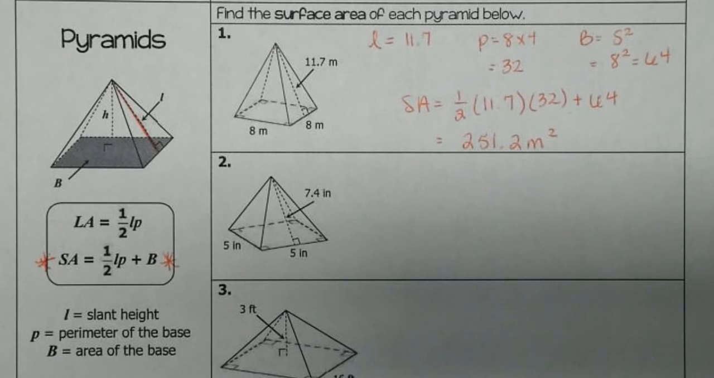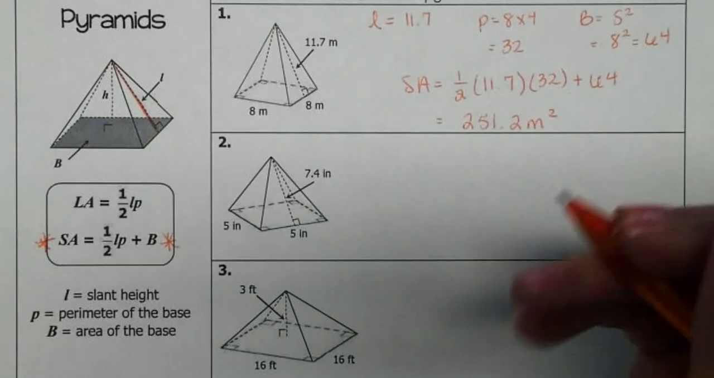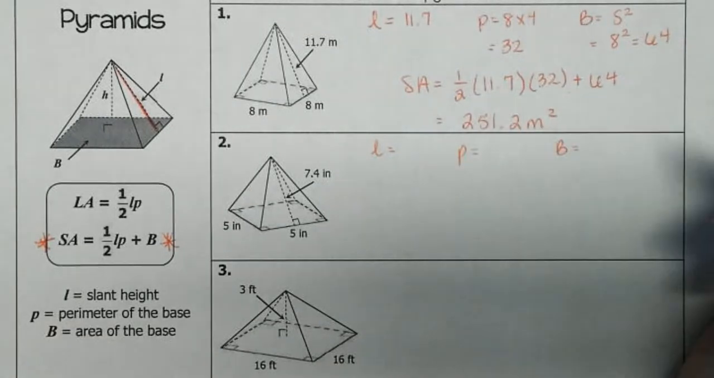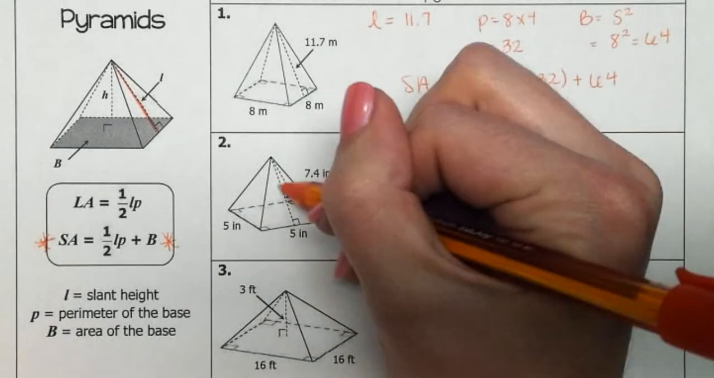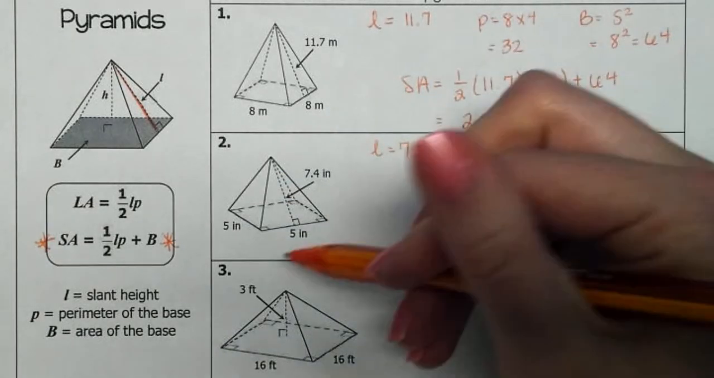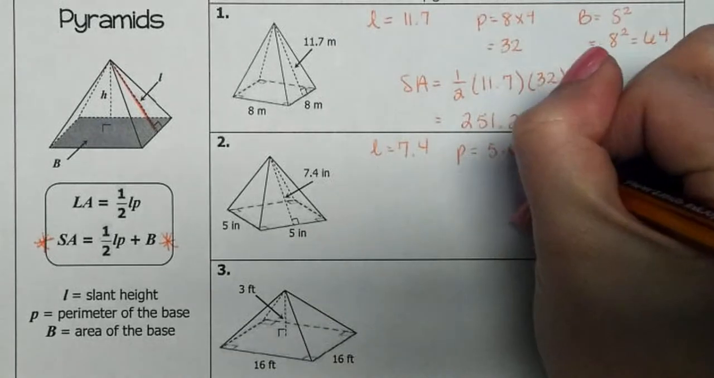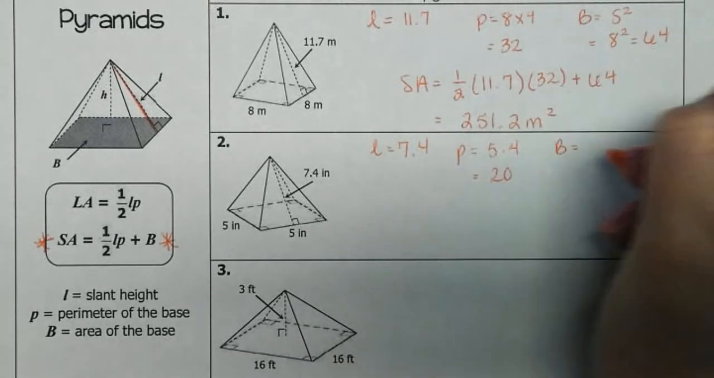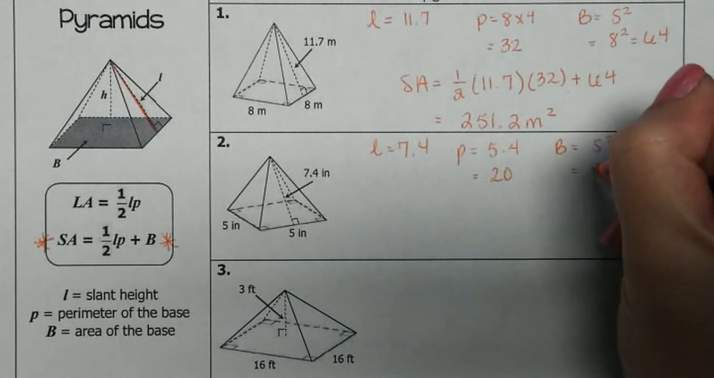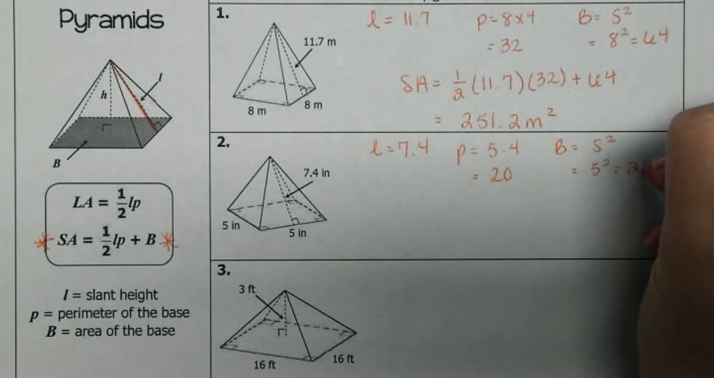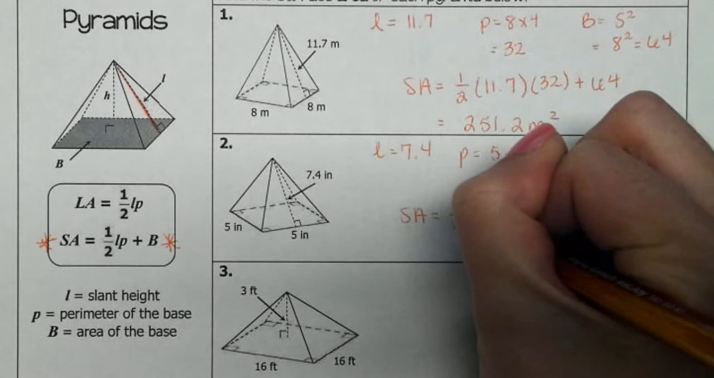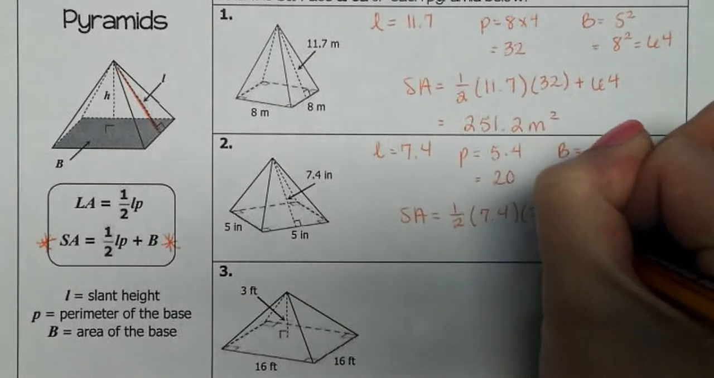Okay. Next problem. We still need our slant height, our perimeter, and our area of our base. So here, my slant height is that 7.4. Our perimeter, again, this is a square, so 5 times 4 is going to be 20. Our area of our base, we're going to use side squared, and since it is a square, we're going to do 5 squared, which is 25. So plug it in. 1/2 times 7.4 times 20 plus 25.